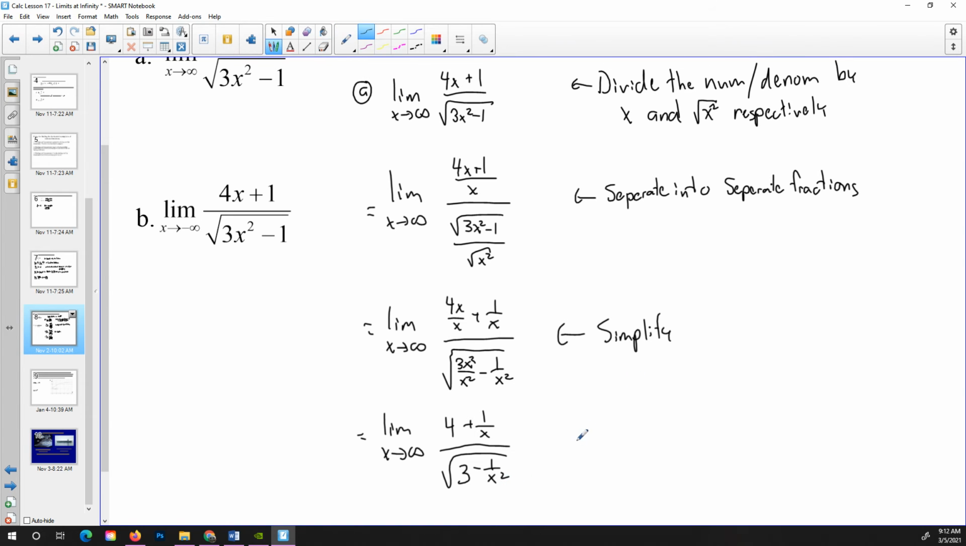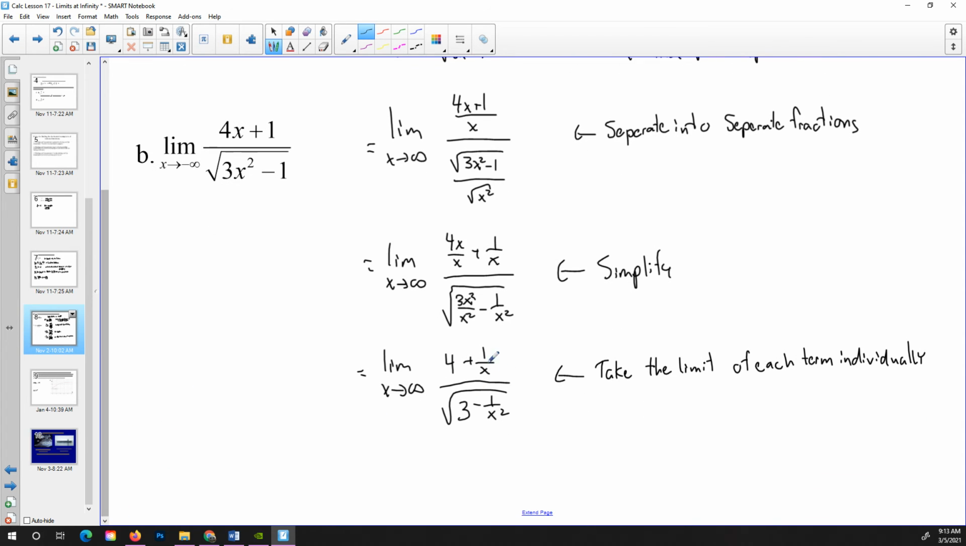Okay, so what I'm going to do next is take the limit of each term individually. Now, I could write that out and say the limit as x goes to infinity of 4, the limit as x goes to infinity of 1 over x, the limit as x goes to infinity of 3, and then the limit as x goes to infinity of 1 over x. But we can see fairly clearly without going through that it's going to be 4.